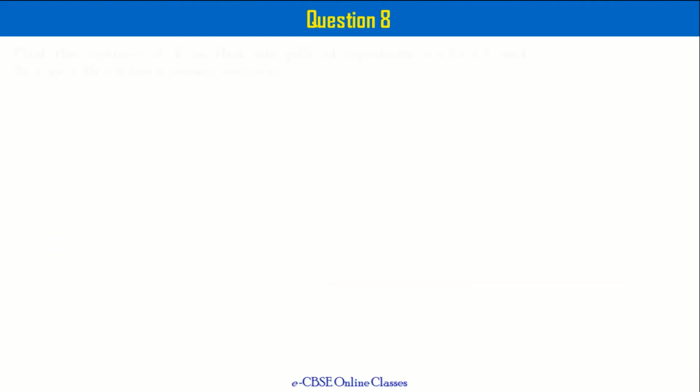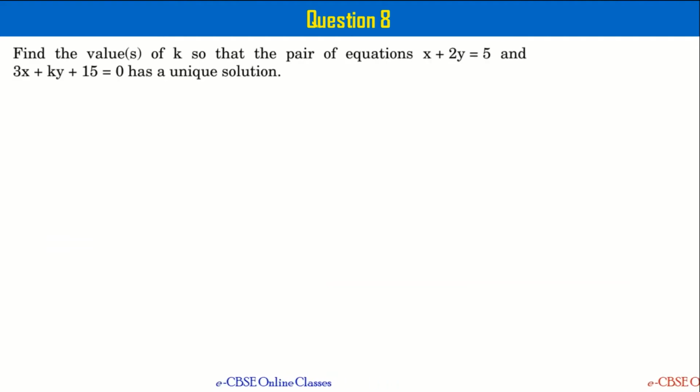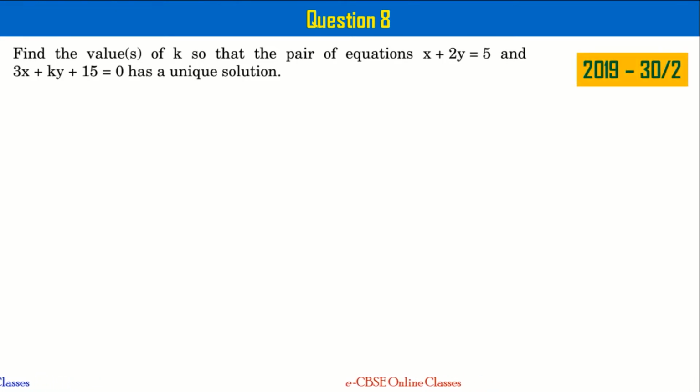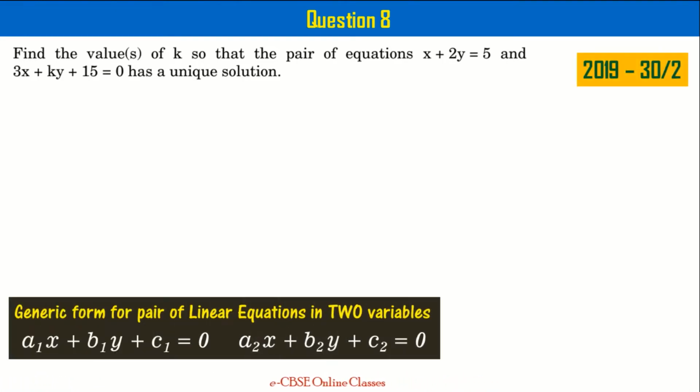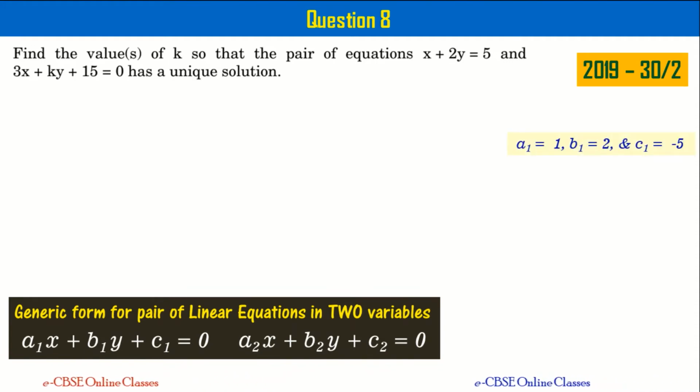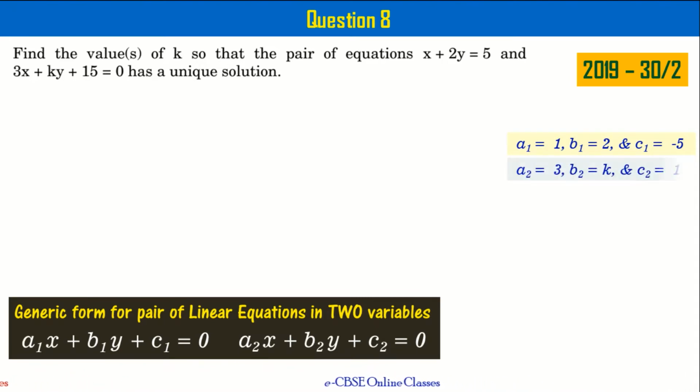Let's go to question number 8. Find the values of k so that the pair of equations x + 2y = 5 and 3x + ky + 15 = 0 has a unique solution. Compare these given equations with the generic form for a pair of linear equations. A1 = 1, B1 = 2 and C1 = -5, whereas A2 = 3, B2 = k and C2 = 15, right?